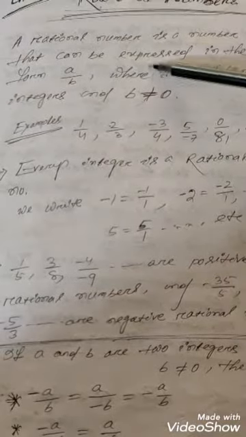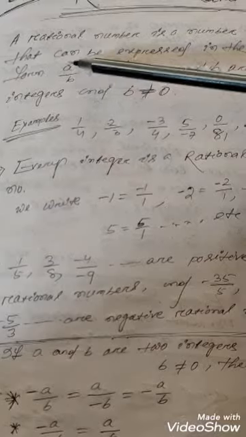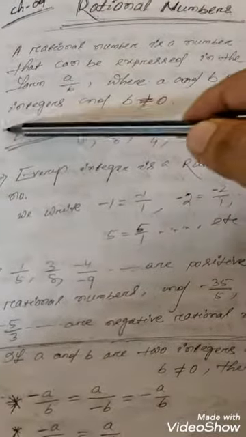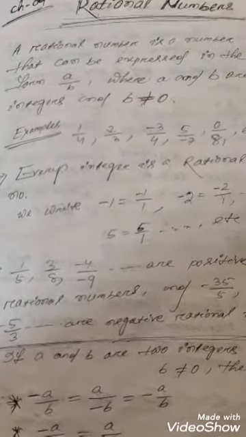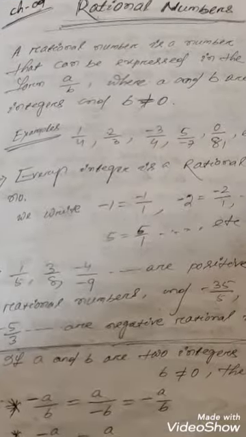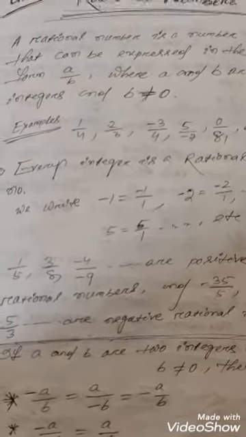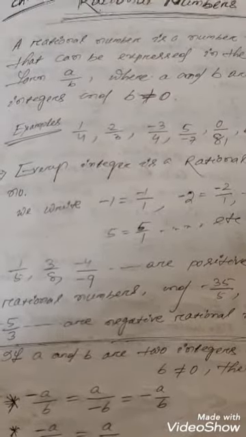In this definition, the numbers which can express in the form of a by b, where a and b are integers. So first, what is the meaning of integers? Already in previous classes we know that integers are negative and positive numbers including 0. So here a and b are integers and the denominator b is not equal to 0. These are known as rational numbers.